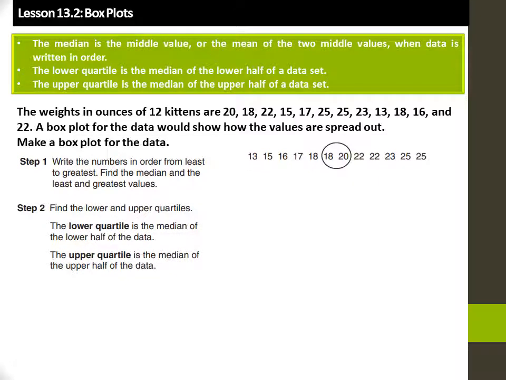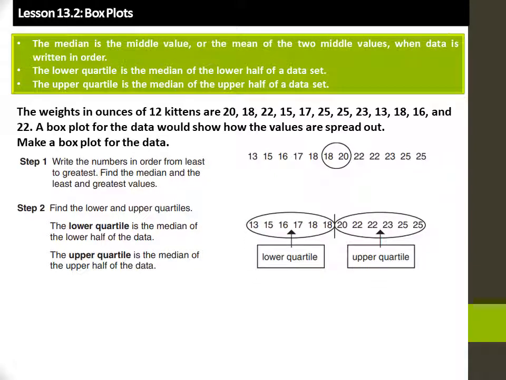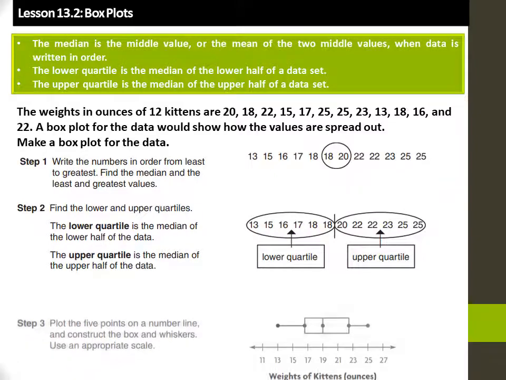Step 2. Find the lower and upper quartiles. The lower quartile is the median of the lower half of the data. The upper quartile is the median of the upper half of the data. Draw a line where the median should be. Now the data set has been split into halves. If there were an odd number of values in the data set, the median would be one of the data values, but you would not include it in the upper or lower half. The lower quartile is 16.5 and the upper quartile is 22.5.